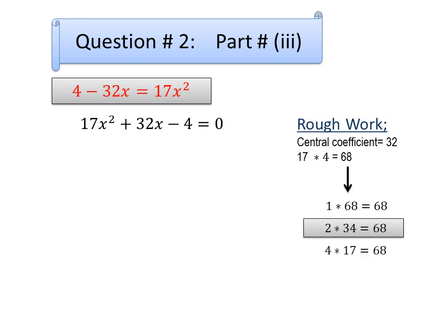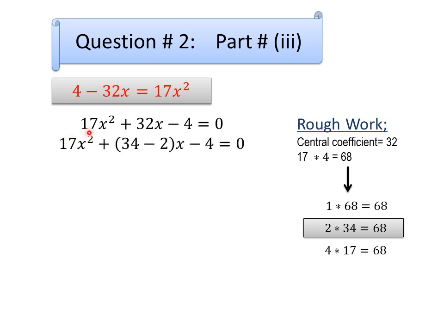So these three are the factors: 1 multiplied by 68, 2 into 34 and 4 into 17. Multiplying all these we get the answer 68, but only after subtracting 2 from 34 we get the answer 32. So this would be our middle term break digits.